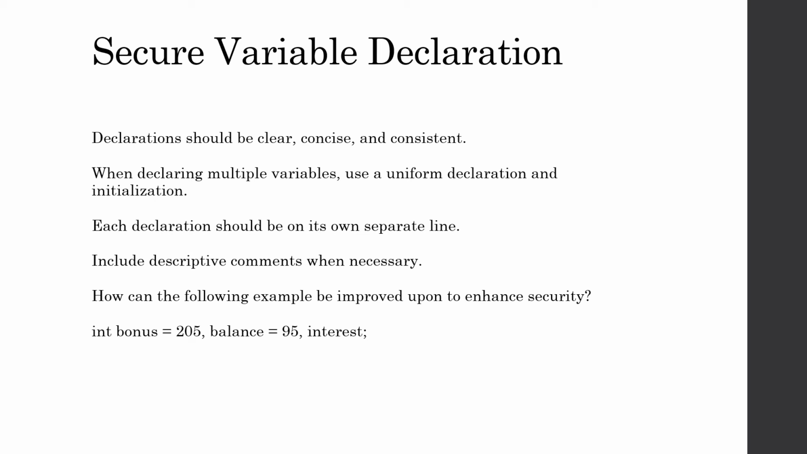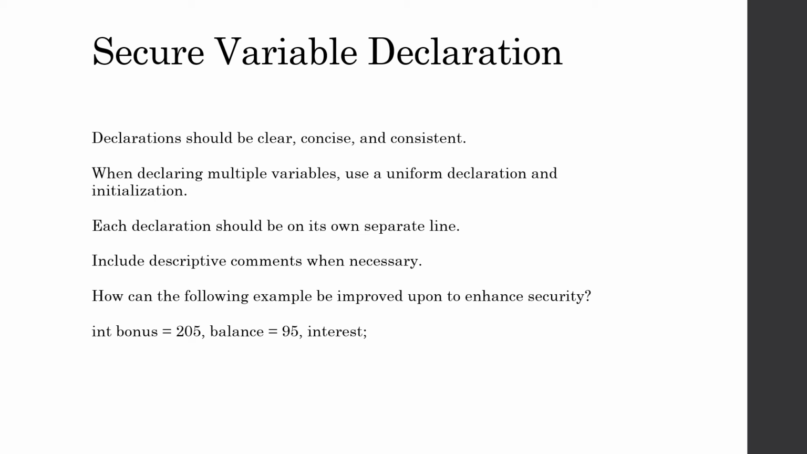So we've got an example right here, and a question for you: how can the following example be improved upon to enhance the security of this variable declaration? So we've got our int bonus is equal to 205. I've then gone ahead and added two other declarations and assignments. I'm doing it as a comma-separated list. So because of the way that I've set this up, bonus, balance, and interest are all going to be ints, so they're all going to use the same data type.